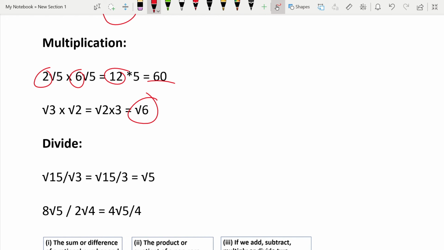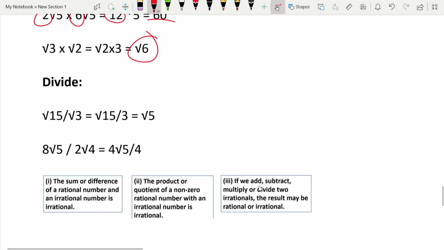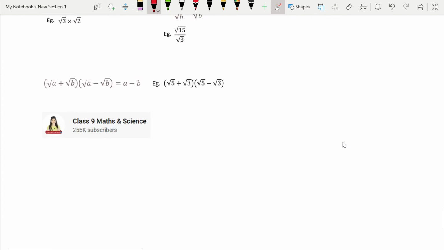Division can be root 15 by root 3. Now we just do root 15 by 3, which is equal to root 5. If you have 8 root 5 by 2 root 4, then you just divide 8 by 2, which is equal to 4, and root 5 by root 4, which is basically like that. Okay? Now, these are some images that I've got, which we're going to look at.